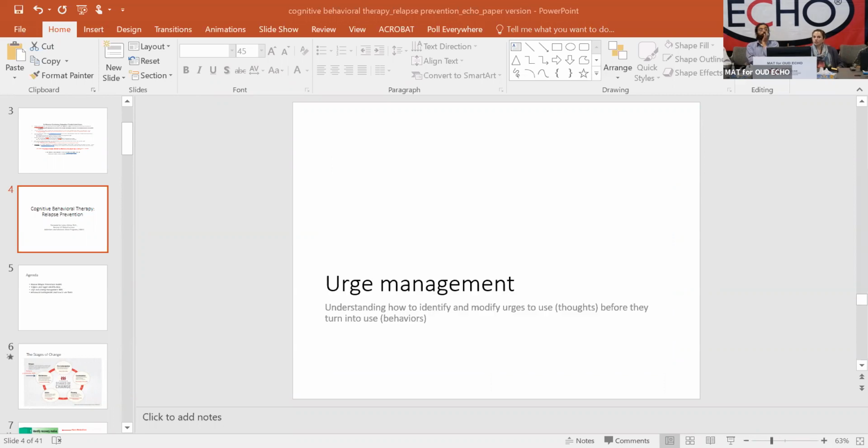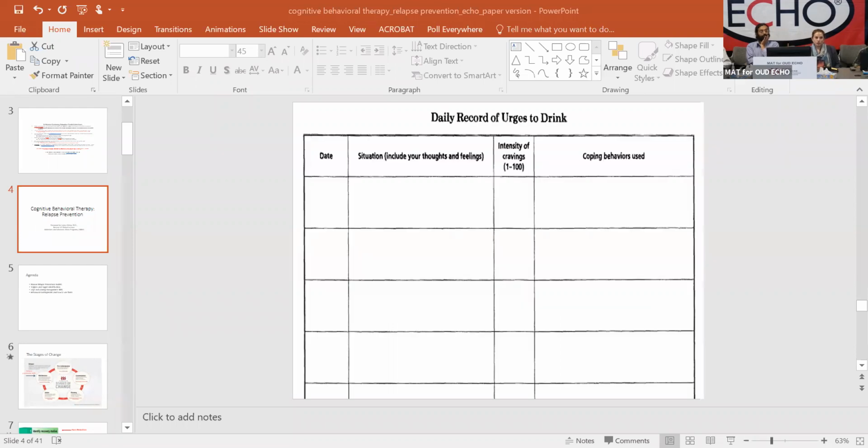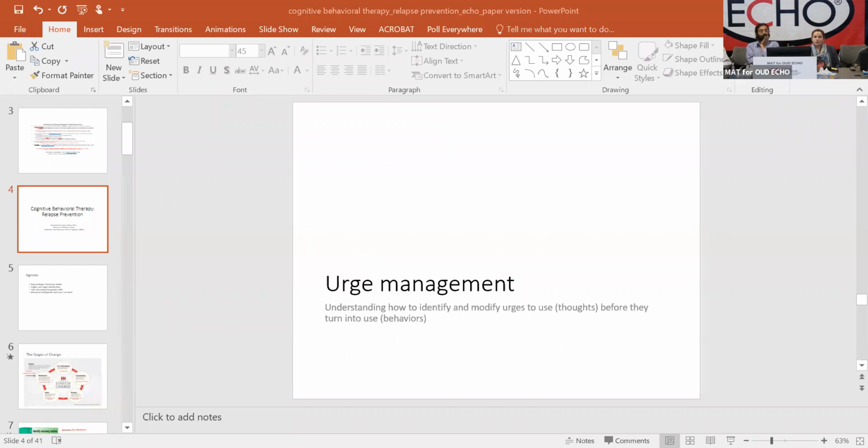The next one is urge management. So once we've taught people about their triggers and what's going to elicit an urge, now we need to teach them a set of skills to manage those urges when they show up, because they're going to show up, right? So helping them to recognize that these are short-term experiences that are not going to last a long time, and that they can essentially just ride it out.